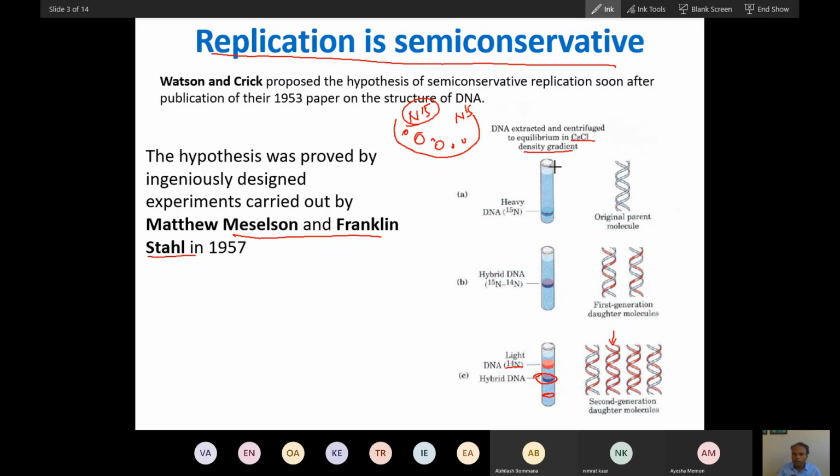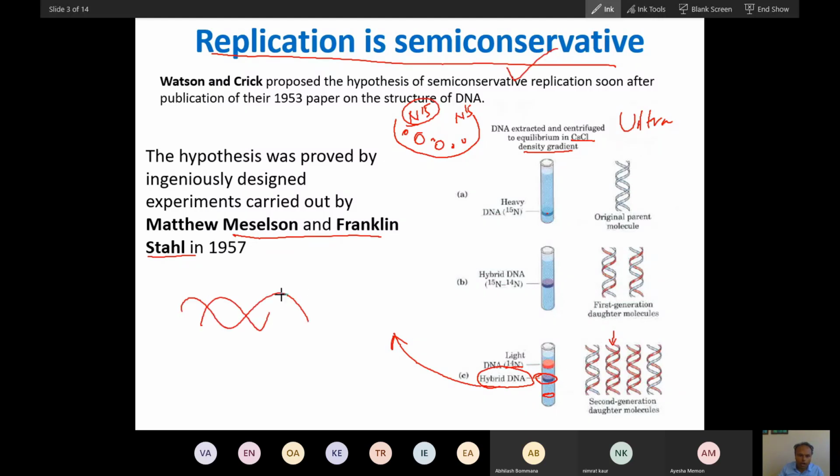This is a very fine type of centrifugation. It can separate molecules that are very different in their molecular weight. This is an ultracentrifugation. Because of this experiment, they concluded that there is hybrid DNA. So this concluded that DNA replication is a semi-conservative model.